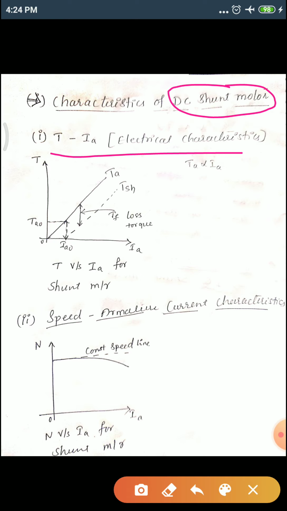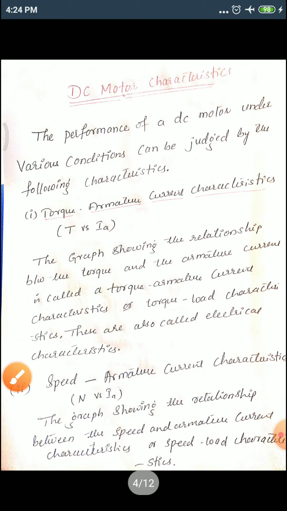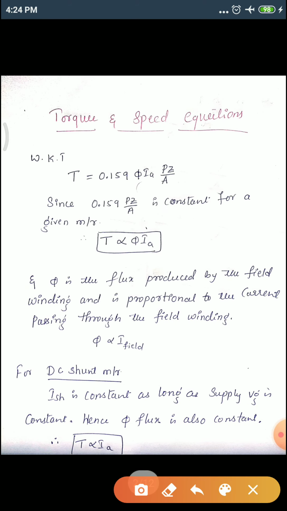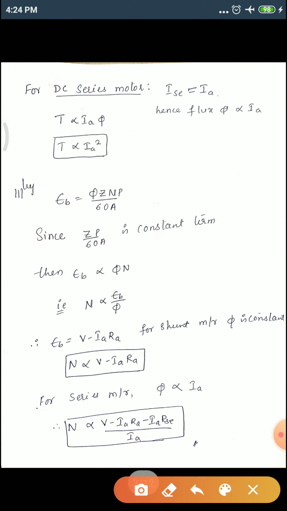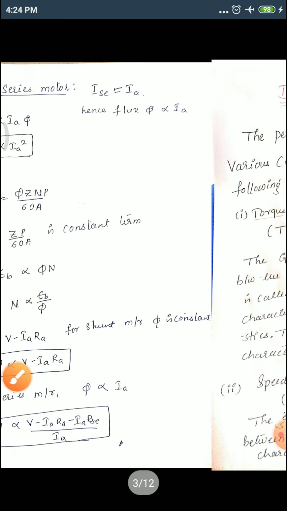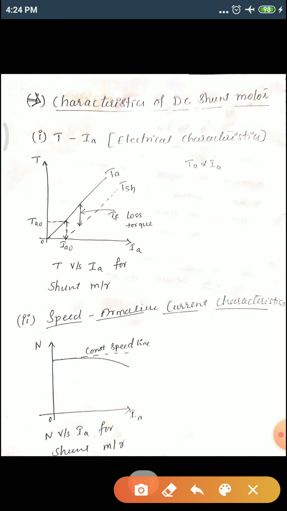Now you recall the formulas for this DC shunt motor, for torque and for speed. These two you have to remember. Let's see the torque and armature current characteristics. In this, for a constant value of RSH and voltage V, ISH is also constant. Therefore, what you can say is TA is proportional to IA.